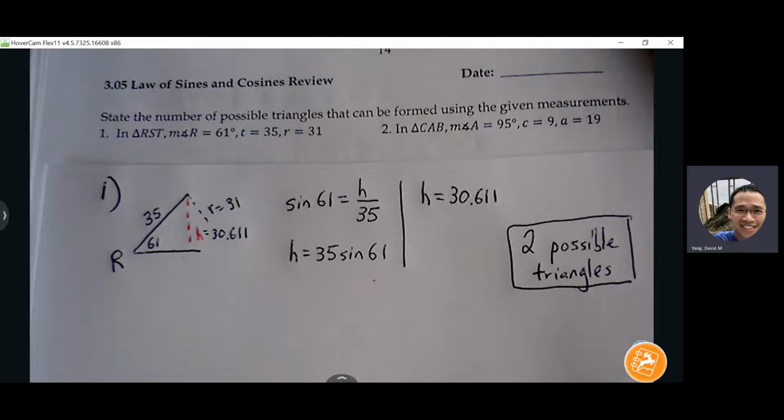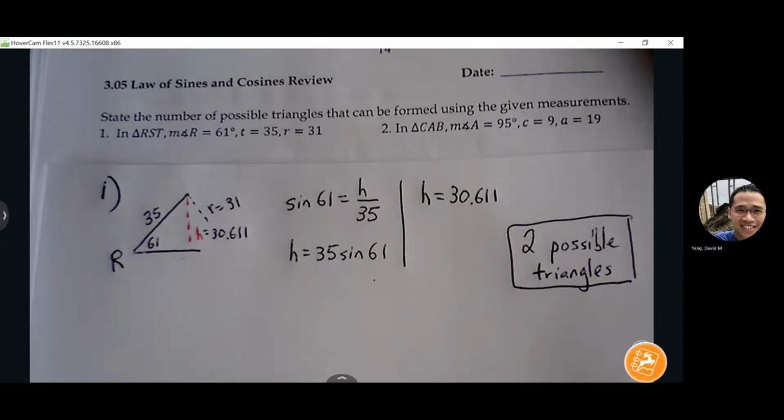Okay. Does everybody see how that altitude is important and why we need to find that to help us make our decision? Let me just go through a couple of scenarios here. What if this height was larger, then what conclusion can we make? No triangle, right? This 31 is too short. It can't even reach this side. There's no chance that it can reach either here or here, right? So this would be no triangle.